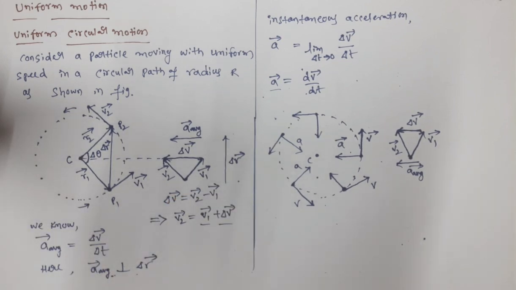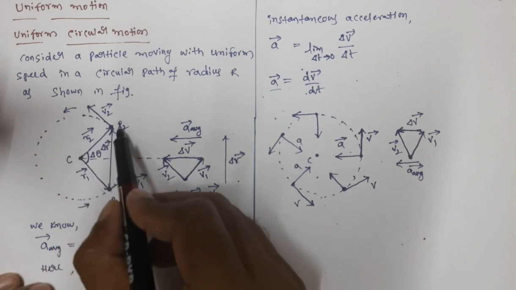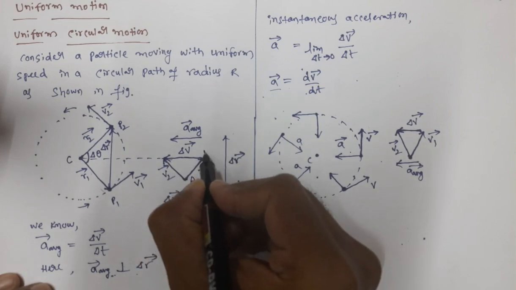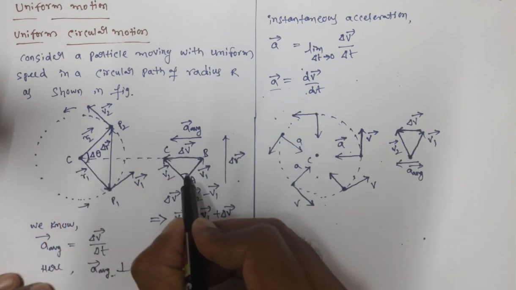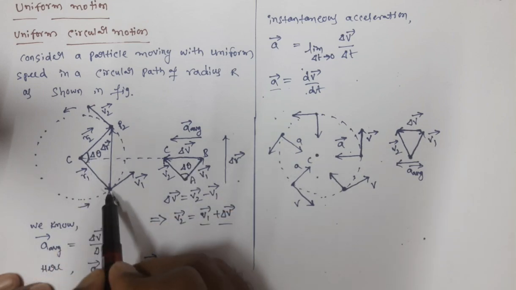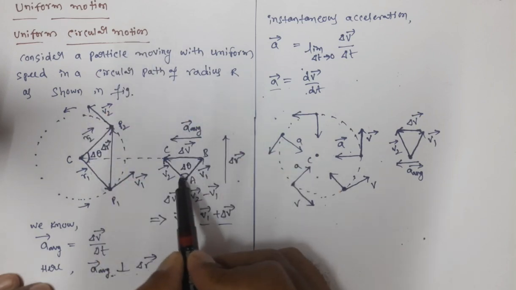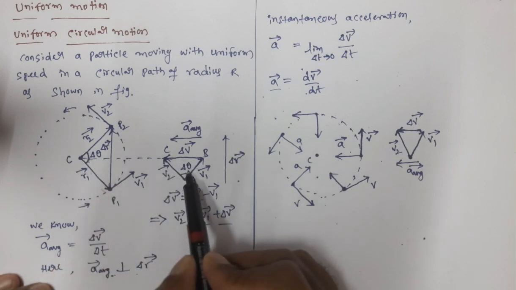Yes, now we want to derive the equation for instantaneous acceleration. So for that we compare the two triangles. So here we have triangle C, P1, P2, and we also have another triangle. Let us give names to the points A, B, C. If this angle is delta theta and this angle also becomes delta theta. And if V1 approaches V2, this delta theta becomes 0, and here also delta theta becomes 0.